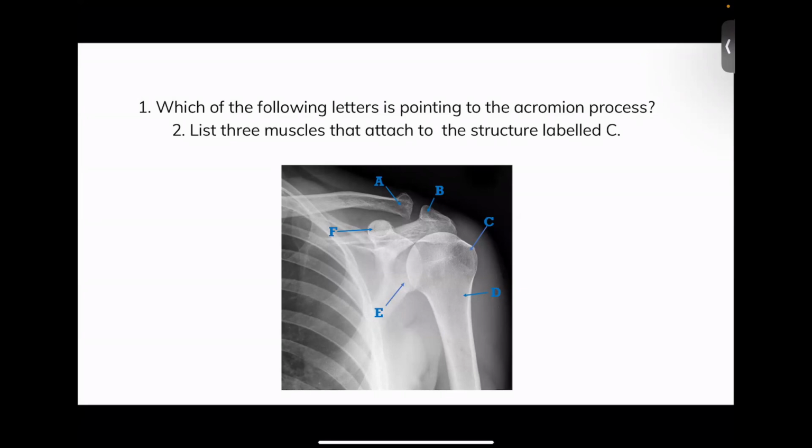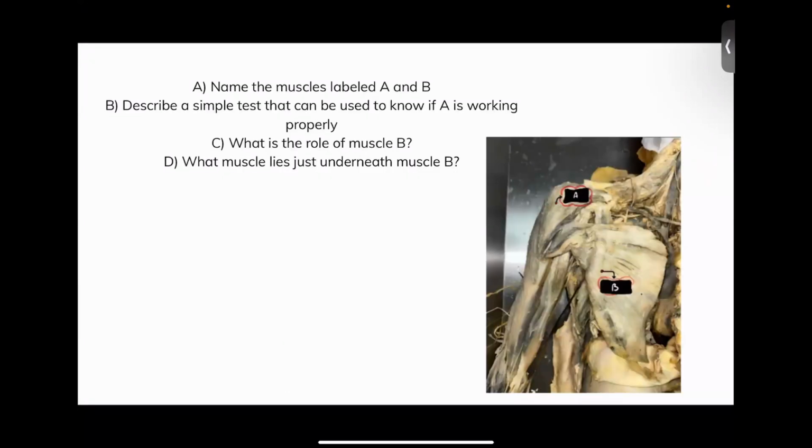Now, three muscles that attach to the structure labeled C. The muscles that attach at the greater tubercle would be the rotator cuff, basically: the supraspinatus, infraspinatus, and the third one would be the teres minor. So yeah, next question. Okay, so pause the video.